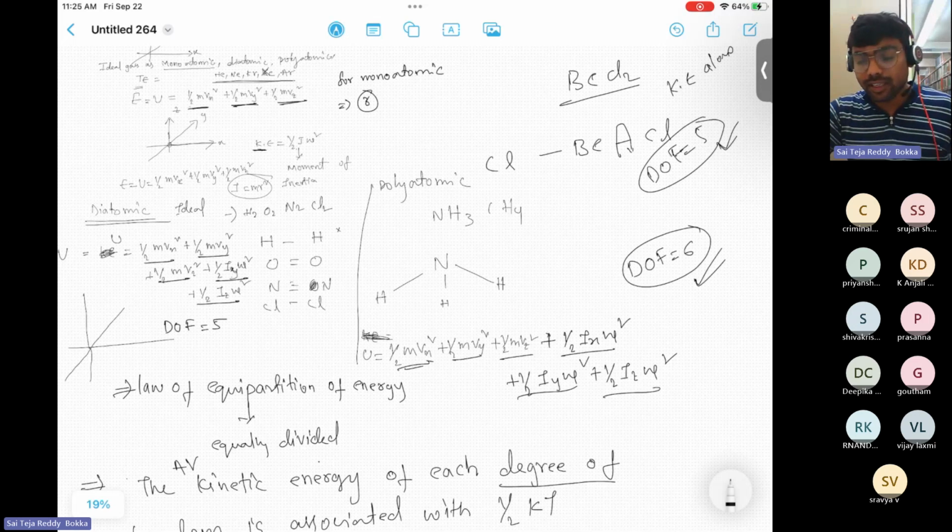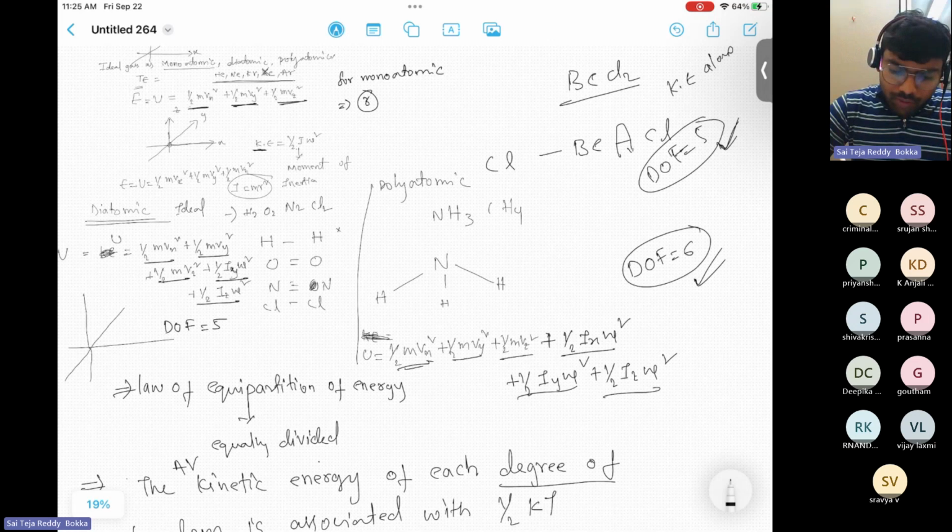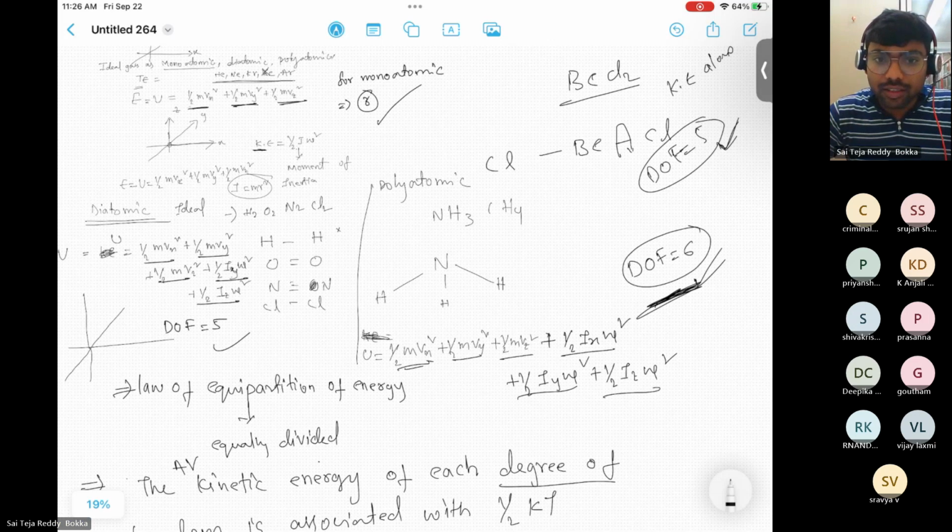For minor cases like BeCl2 or some other particular cases, we have to consider it separately. For most of the cases, this will be true. For monoatomic, what is the degree of freedom? 3. And what is the diatomic degree of freedom? 5. And what is the degree of freedom of polyatomic? 6. Remember this. Are there any questions in this?